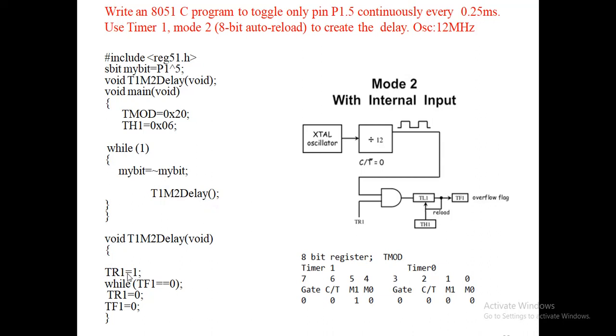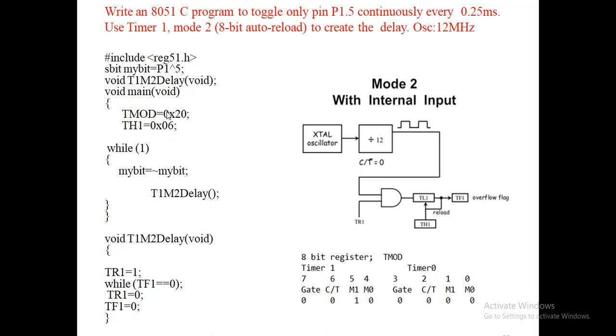You have to run the timer. For all the modes you have to run the timer. There is no other way. Once you run the timer, it will check whether the TF1 bit is 1 or not. Until then the program keeps executing the same line. Once it reaches 1, it comes out of the loop. Again you have to set TR1 equal to 0, TF1 equal to 0. So again come back to here, again complement.